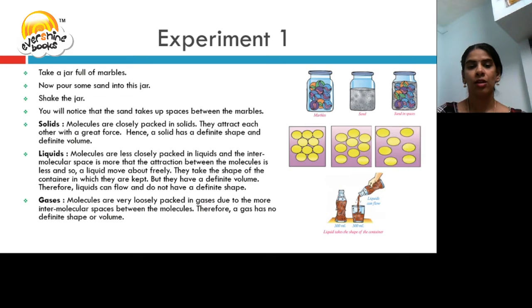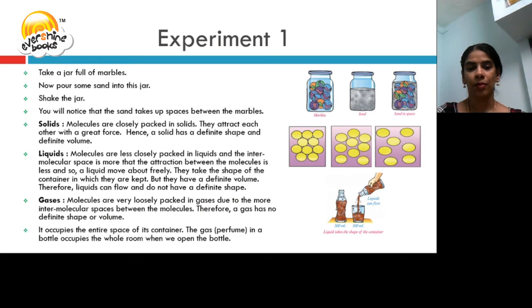Gases. The molecules of gases are very loosely packed. This is due to the more intermolecular spaces between them. Therefore, a gas has no definite shape nor volume. It occupies the entire space of its container. For example, the perfume in a bottle, in the form of gas, occupies the whole room when we open the bottle.